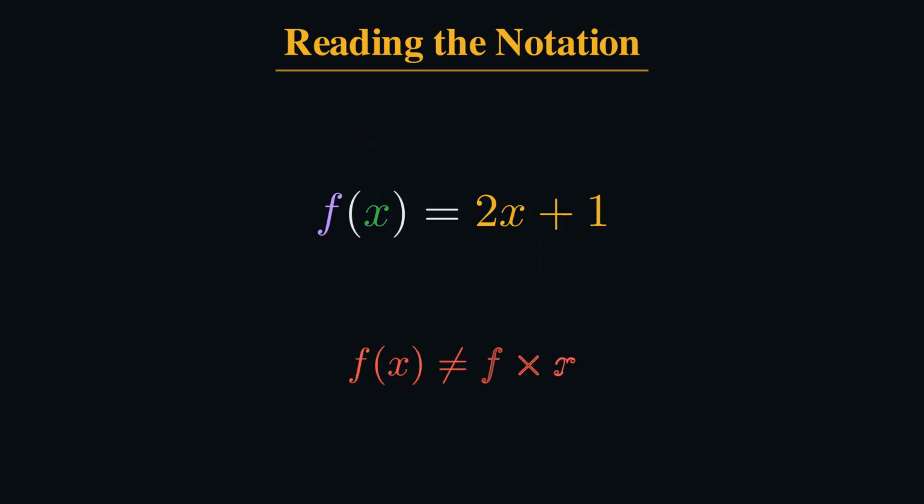This often trips people up. F of x does not mean f times x. The brackets do not mean multiply, they mean f applied to x. It is the machine acting on its input, nothing more.